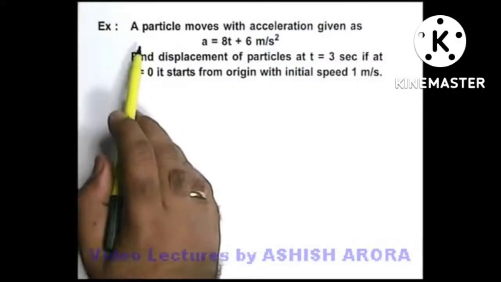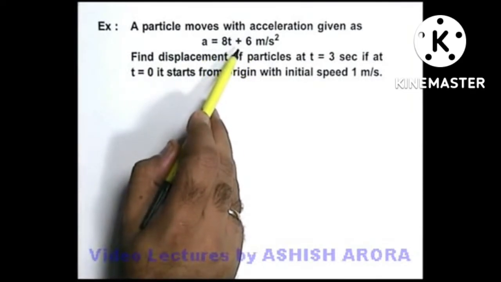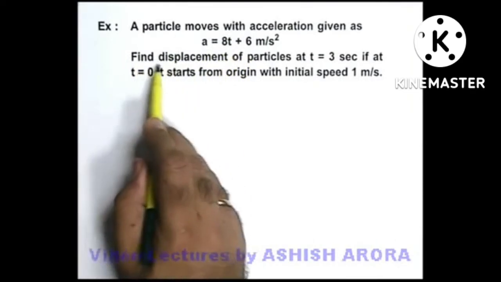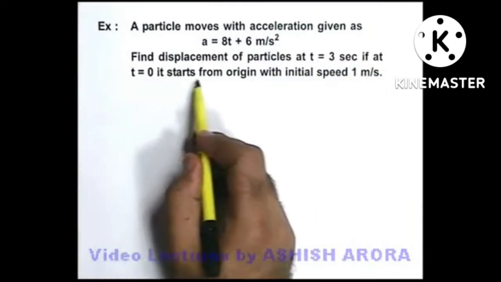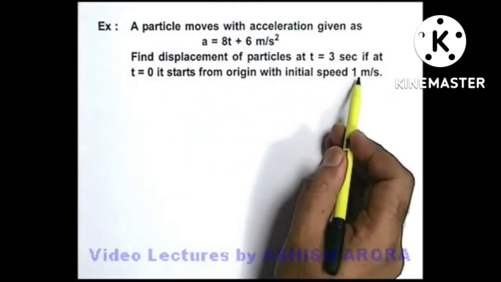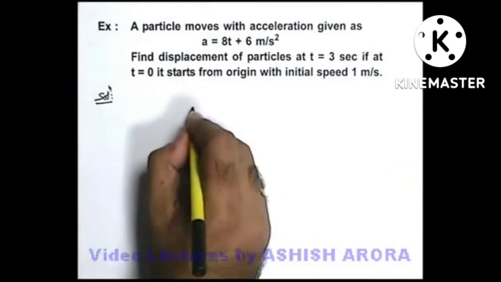In this example, we are given a particle which moves with an acceleration given as 8t plus 6 meters per second square, and we are required to find the displacement of the particle at t equal to 3 seconds, if at t equal to 0, it starts from the origin with an initial speed of 1 meter per second. Again, let's draw the physical situation.